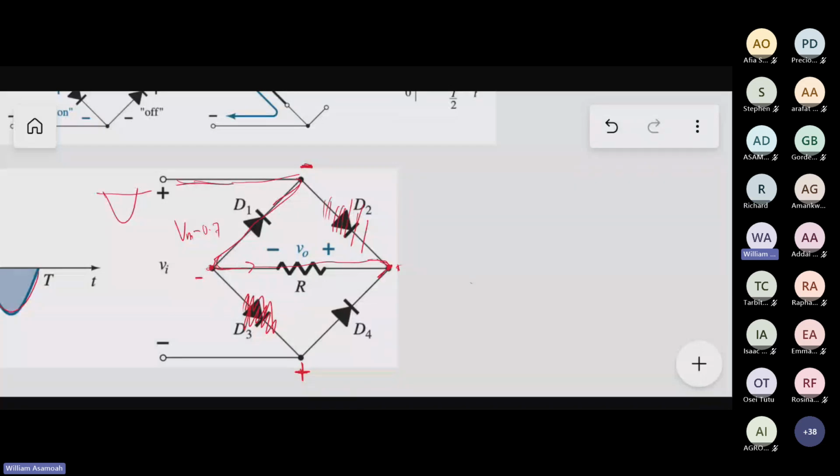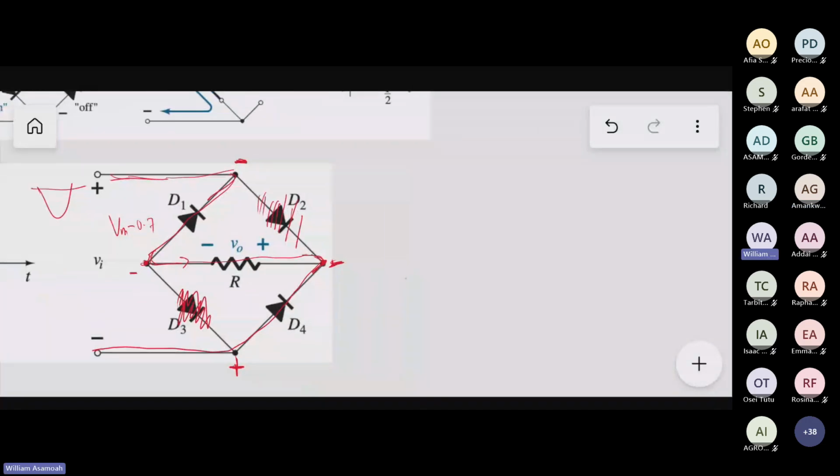So it comes through this and comes here. When we get here, here is minus and here is plus. So you see, is it forward biased or reverse biased? Forward biased. We can now go through it. Please, do we understand? Yes. So you see that in both cycles, we've still been able to pass current through the load.